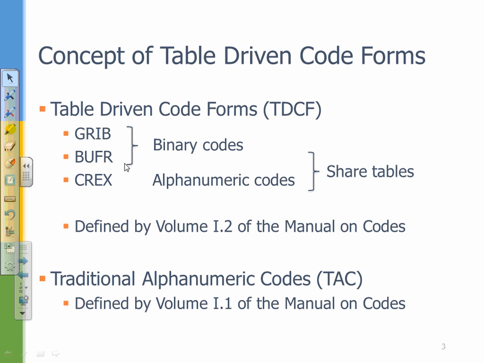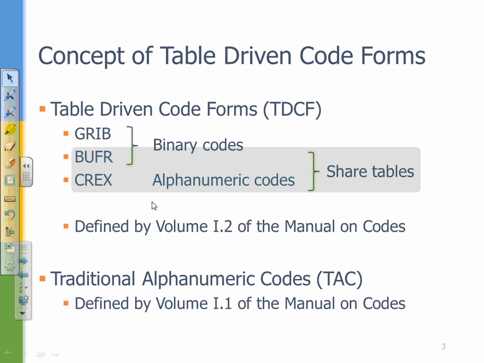And actually, there are three code forms in WMO's TDCF. There are GRIB, BUFR, and CREX. I'll review what these acronyms stand for later, but these three are the important part. My sense is GRIB and BUFR are binary codes, and CREX is an alphanumeric code, but BUFR and CREX share the tables, so they're pretty much the same structure. And the table-driven code forms are defined by volume I.2 of the Manual on Codes. So my expert team on data representation, maintenance, and monitoring is working on maintaining and developing this particular technical regulation of WMO, the Manual on Codes.